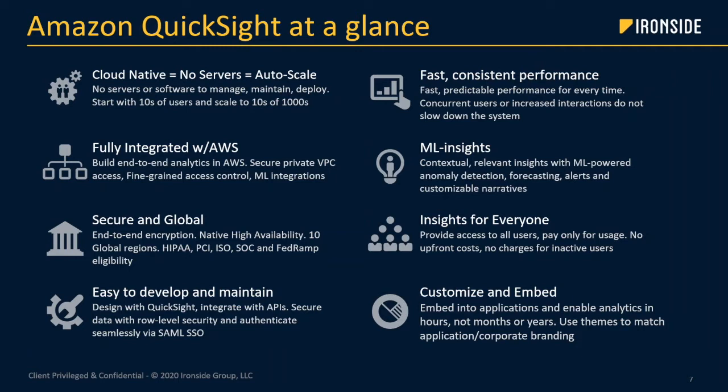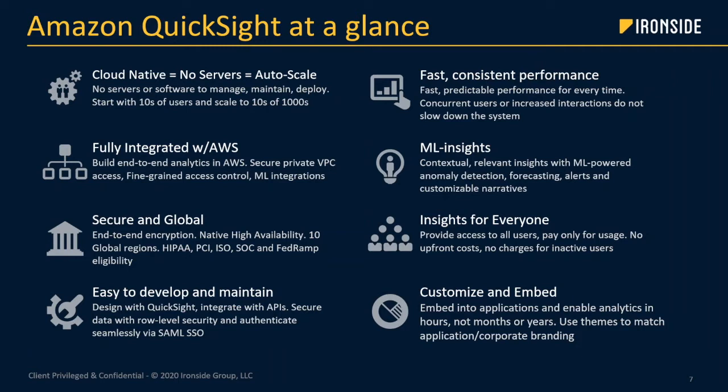Machine learning is baked into QuickSight with ML Insights. It offers you contextual and relevant insights, forecasting and anomaly detection, not just charts. So your consumers don't need to look at a chart and then try to interpret it. The ML Insights offers that interpretation automatically.